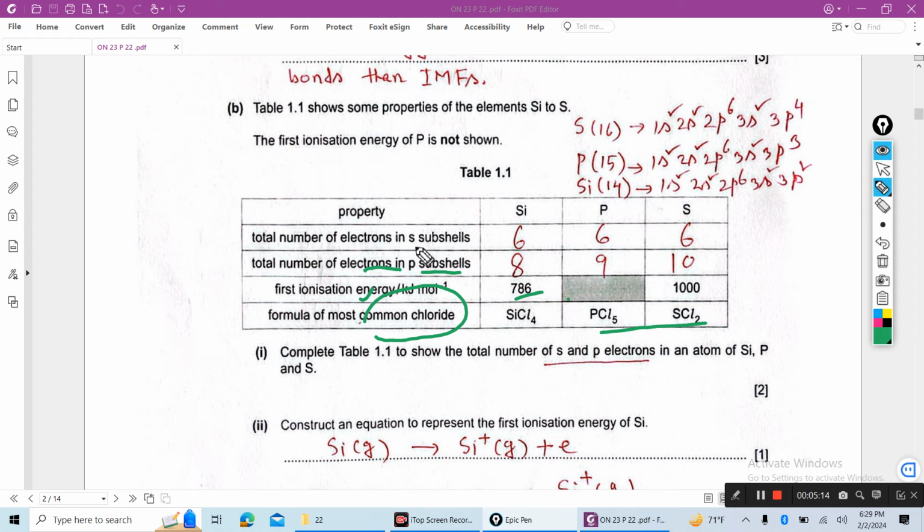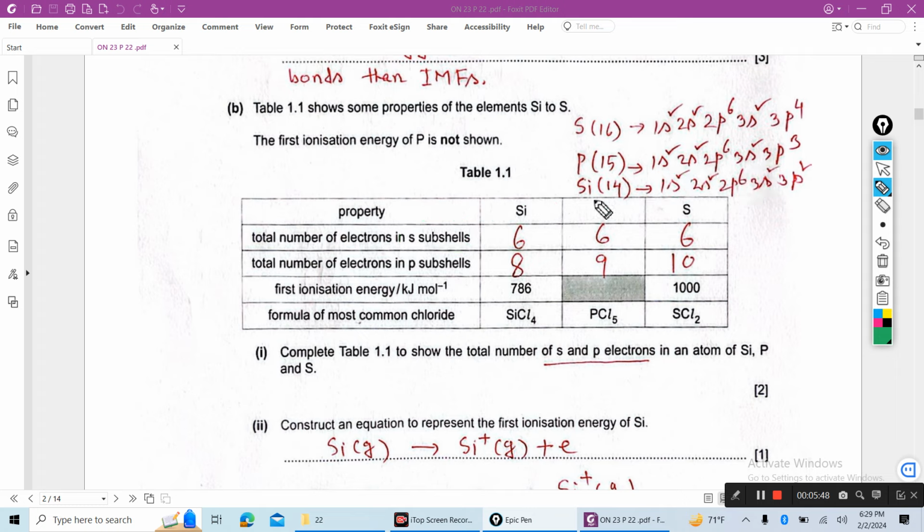Silicon S subshell: silicon 1s2, 2 electrons, 2s2, 2 electrons, and 3s2, 2, total 6 electrons. Silicon has 6 electrons in the S subshell or S orbital. Why? 1s2, this is 2 electrons, 2 more makes 4, 2 more makes 6.